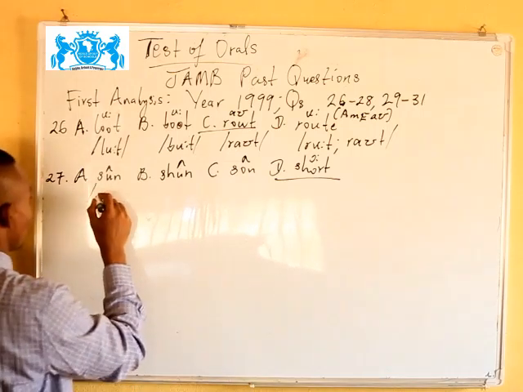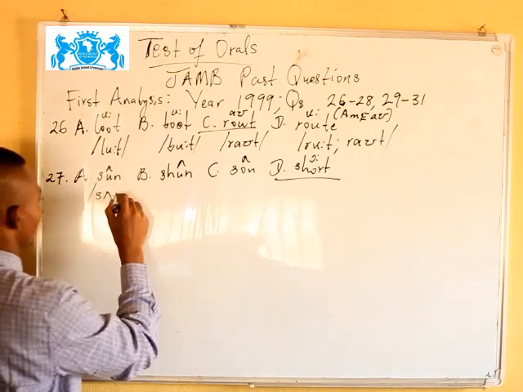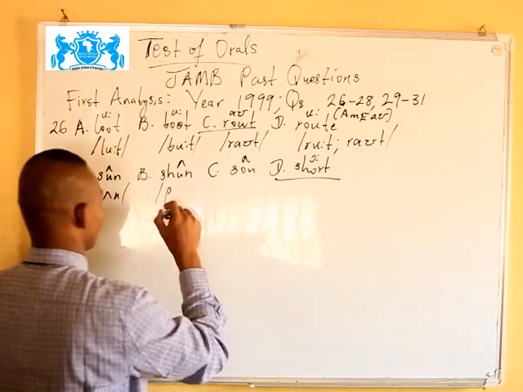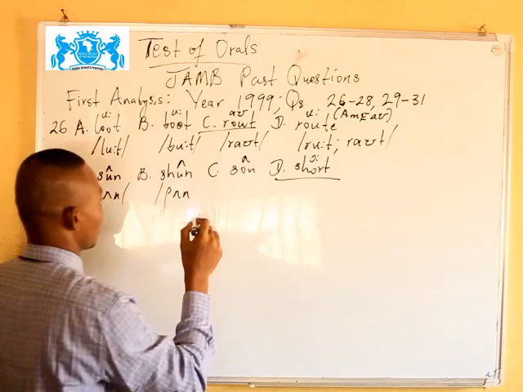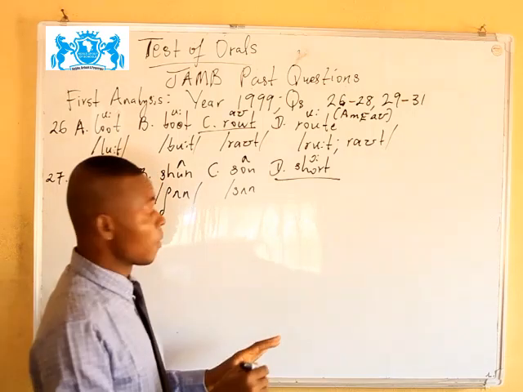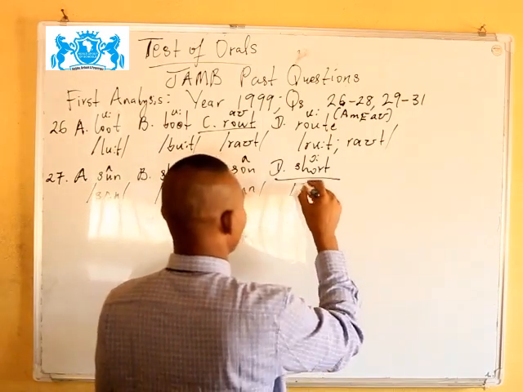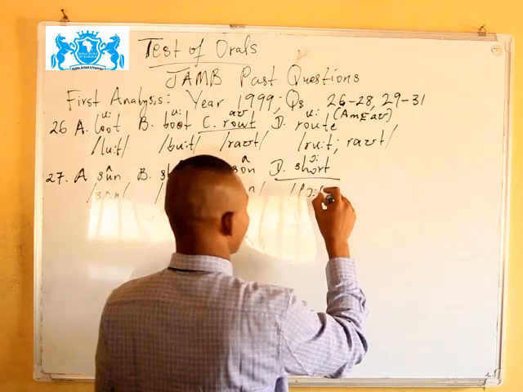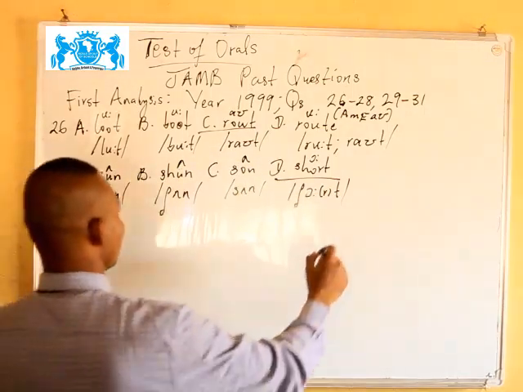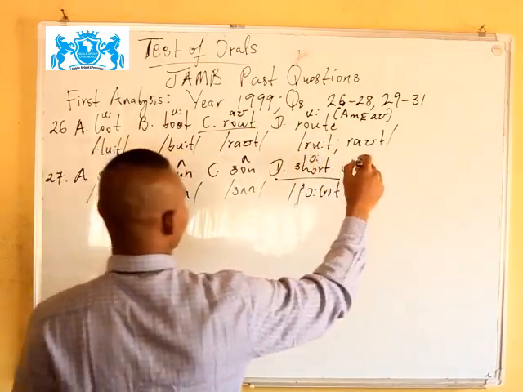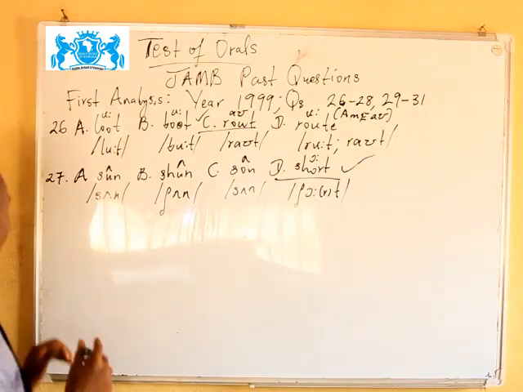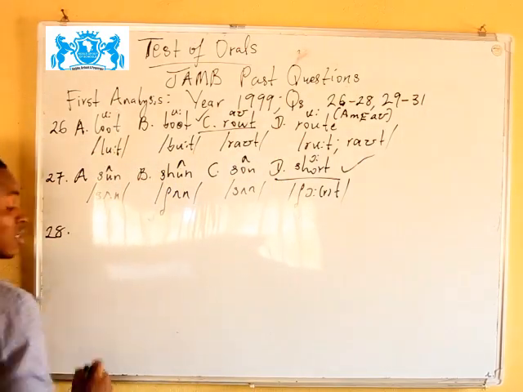In full transcription we have sun, shun, son, and this one as short. If you like, you put R. So the answer is D. You get that? The answer is D. Number 28.